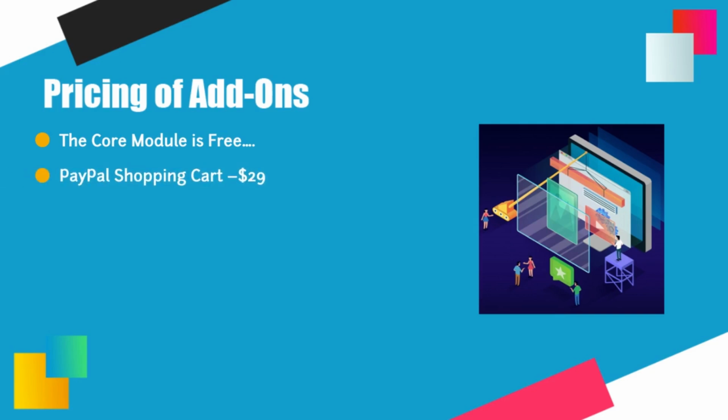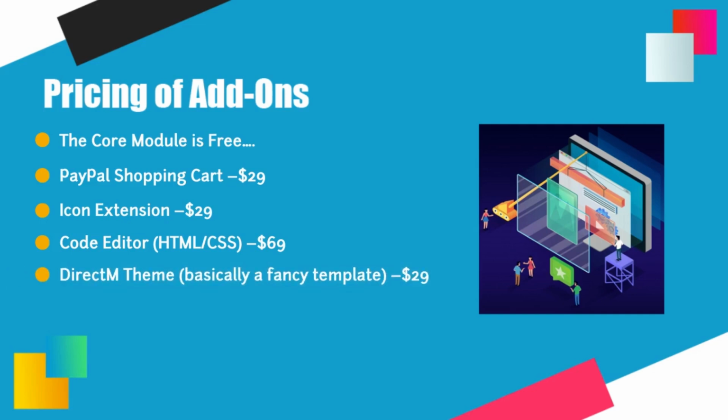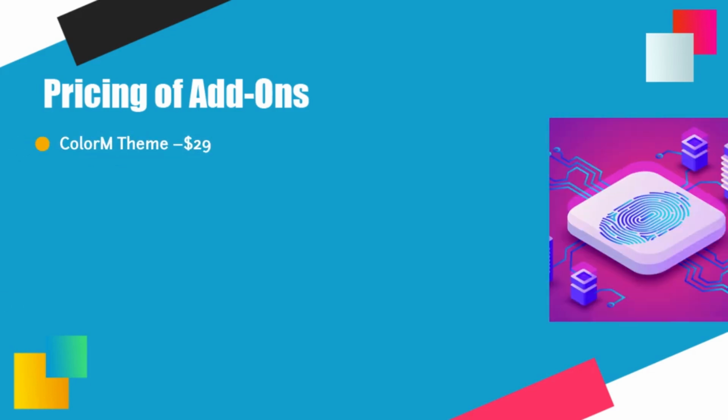So if you buy anything, you'd probably be buying a PayPal shopping cart, and you might buy some icon extensions. And if you really want to get into the code, if you feel like, I want to get behind the code and know how this works, you can do that. There's a code editor. There are some other themes that they give you, like Direct M, Space M, Color M, and other things like that.